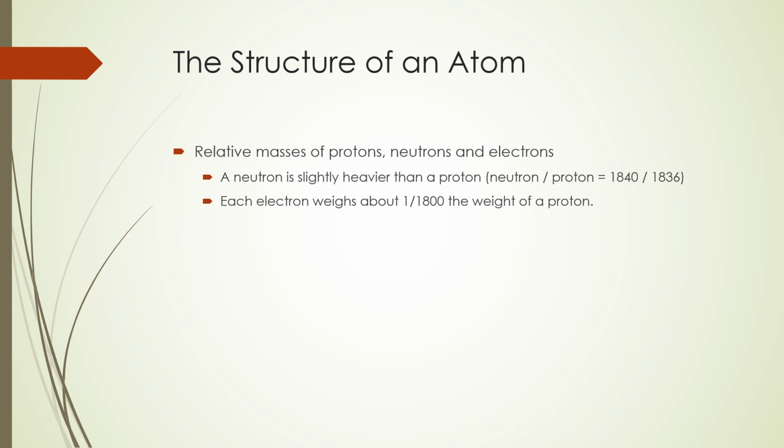Now let's look at some size comparisons. Neutrons were initially thought to have approximately the same size as protons, but no electrical charge. It was later found out a neutron is slightly heavier than a proton. The ratio of their masses is 1840 to 1836. Electrons are lighter than neutrons and protons. An electron is about 1/1800 times smaller than a proton.